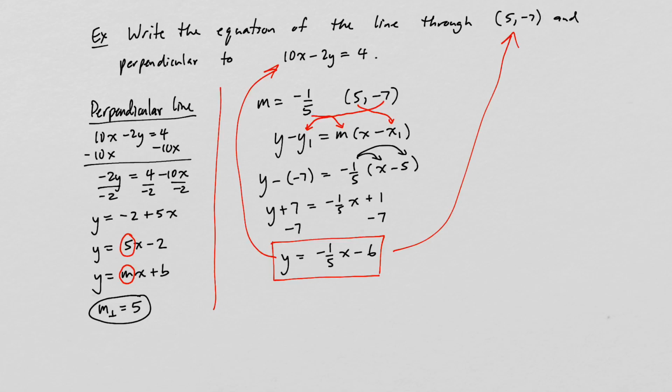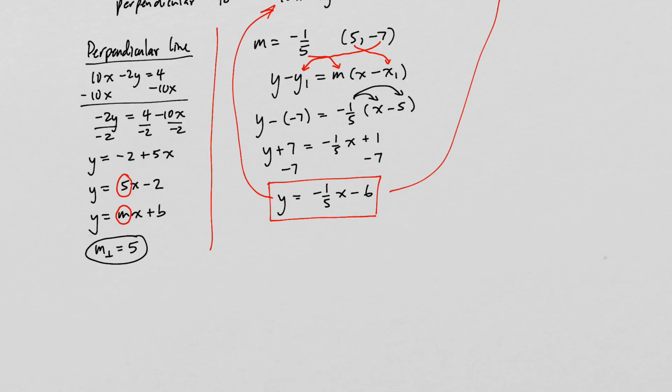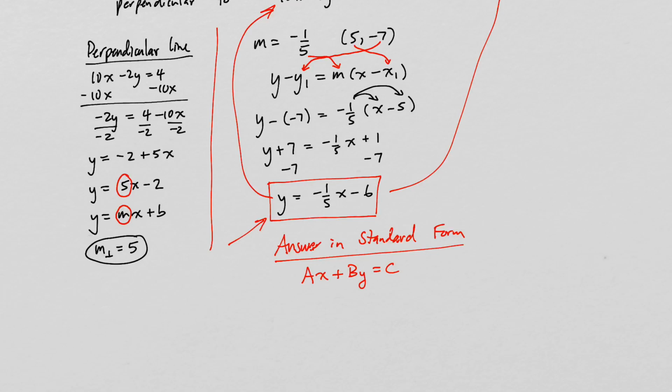Now, one other thing to keep in mind here, I don't mean to keep piling it on, but sometimes when you get an answer, they'll ask you to answer in standard form. Now, standard form, remember, we went over that in a previous section. Standard form means they want you to write your answer like this. So we have the right answer, but if they want it in this standard form, then what we need to do is get the x's and the y's on the same side of the equation.